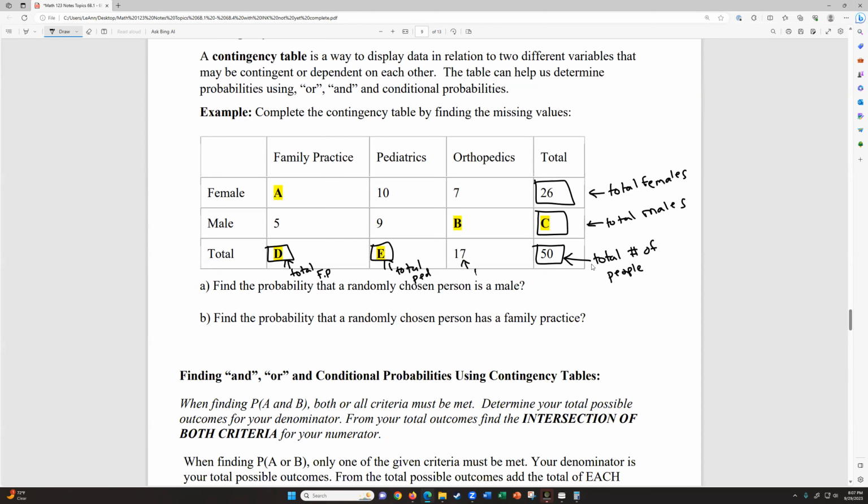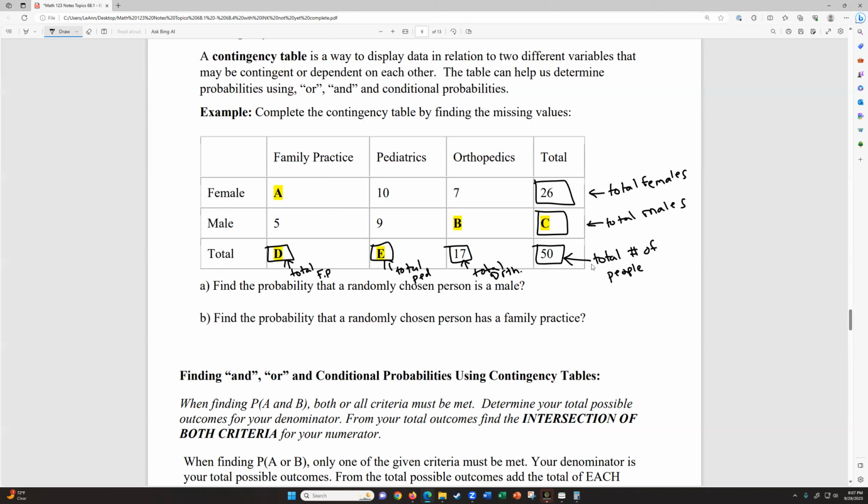And this is the total orthopedic doctors. So these total columns and rows are for their specific column or row. And then the one in the bottom right corner is actually the sum of all of them. The 26 plus C should equal 50, and so should D, E, and 17. They should also add to 50.